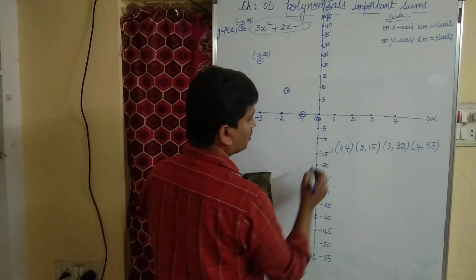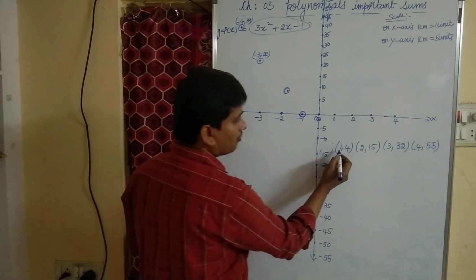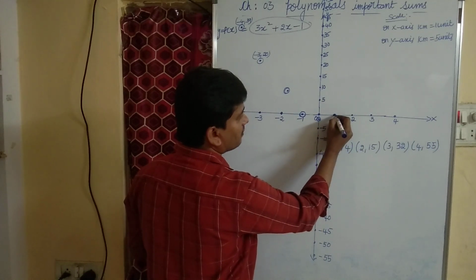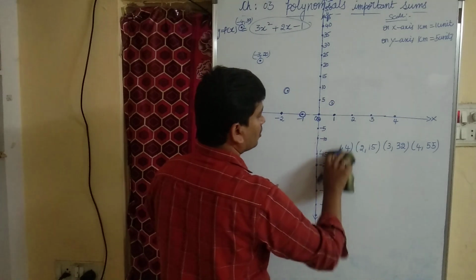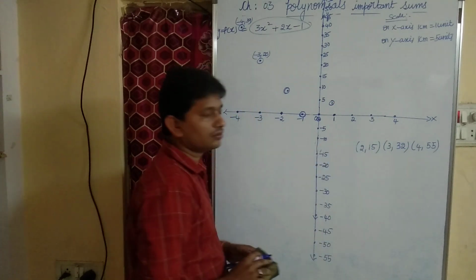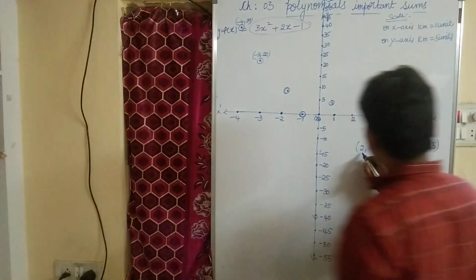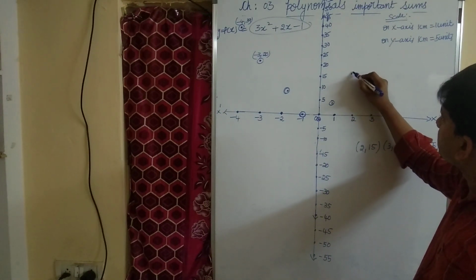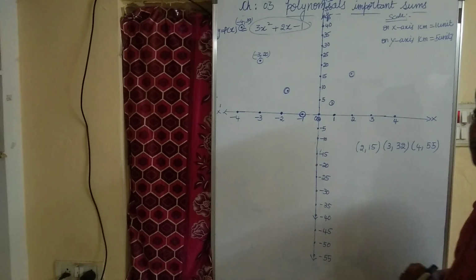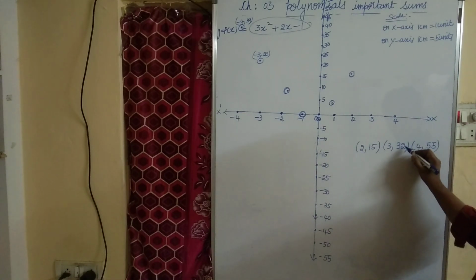Right? Next one is 1, 4. On x-axis 1 centimeter and y-axis 4. This is our 1, 4. Next one is 2, 15. On x-axis 2 and on y-axis 15. This is 2, 15. Next 3, 32.